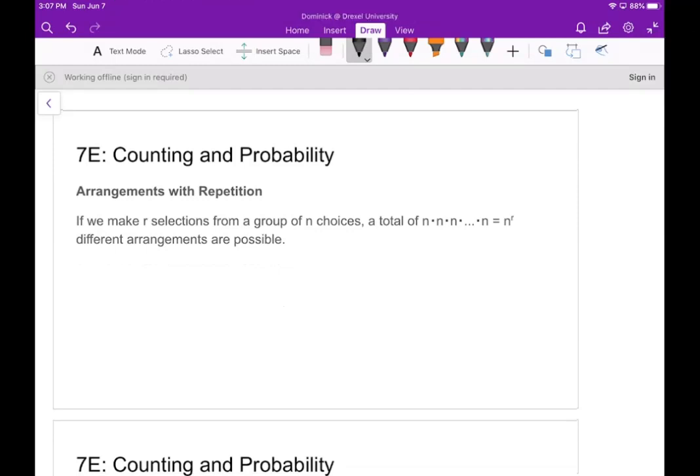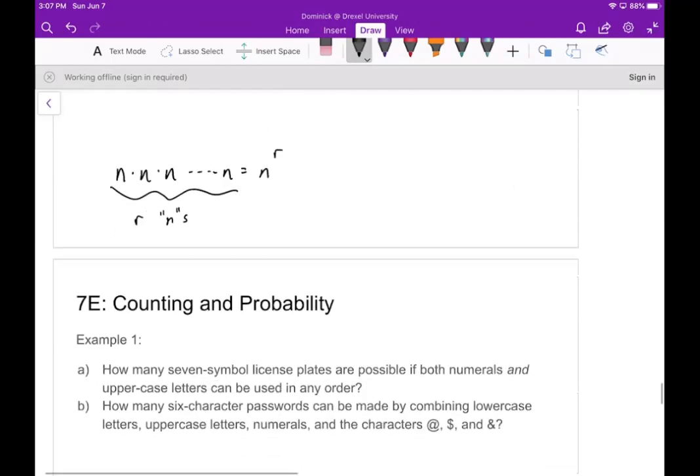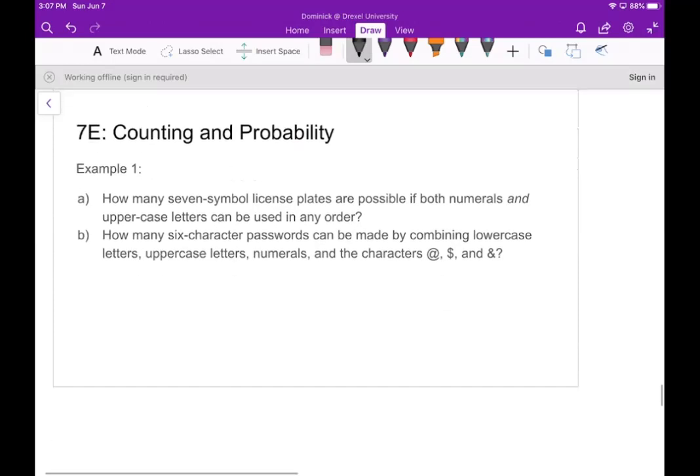Now, if you make R different selections from a group of N choices, then you have a total of N times N times N, where you have R of these N's, right? Or N to the R power. And that's how many different arrangements are possible. Let's take a look at an example that would showcase that.